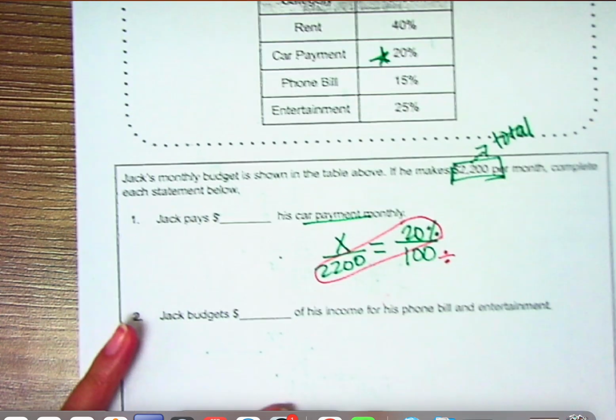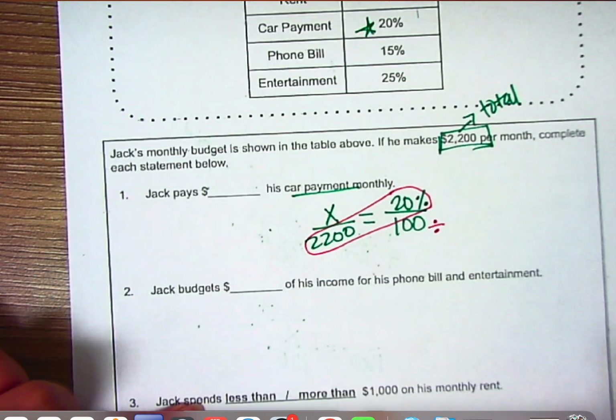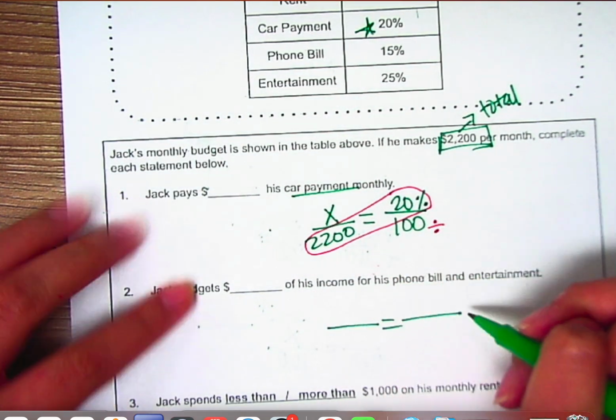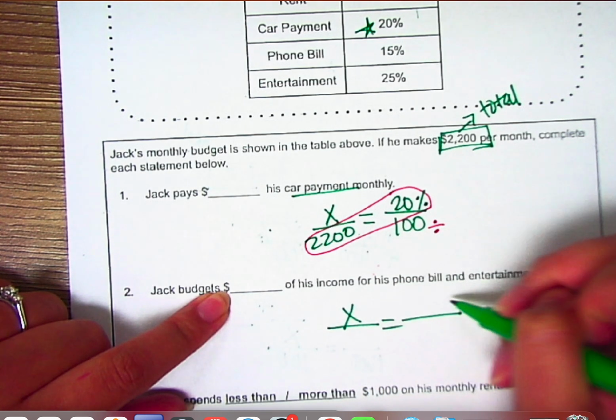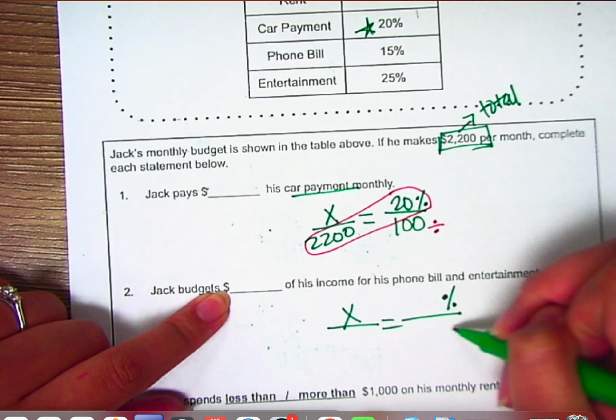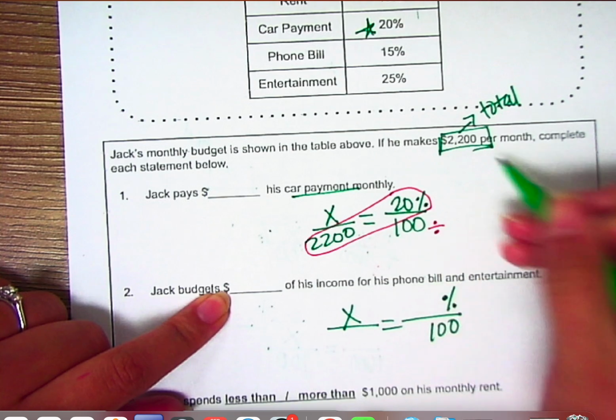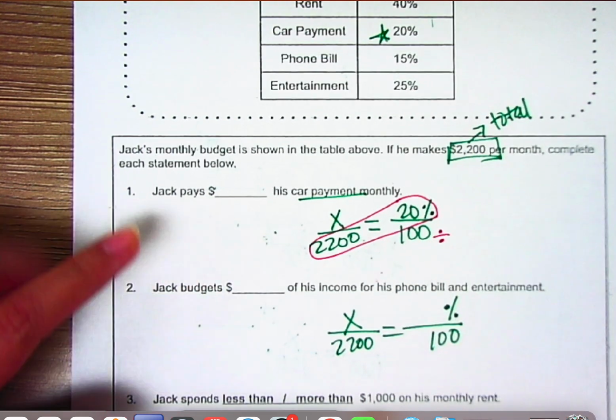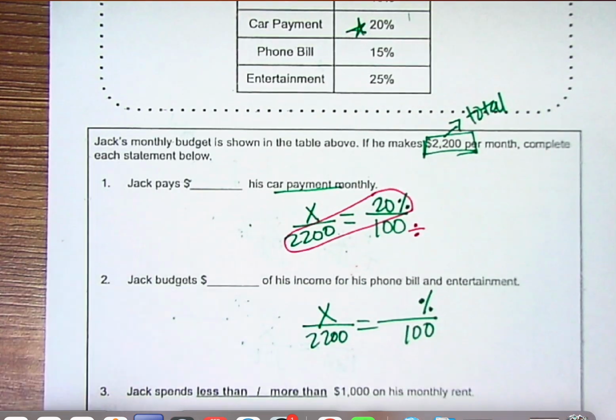You're going to do the same thing for 2 and 3. You are looking for how much it is and fill in the rest. The total is 2,200. Okay. When you are finished, raise your hand so I can come by and check.